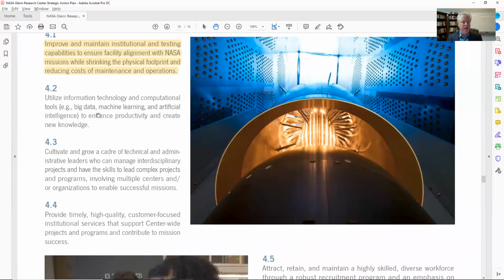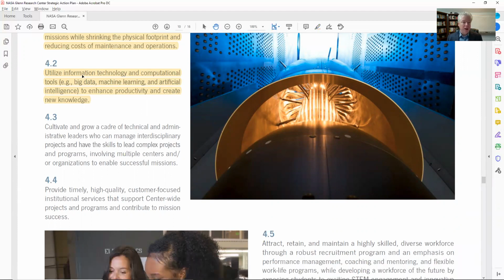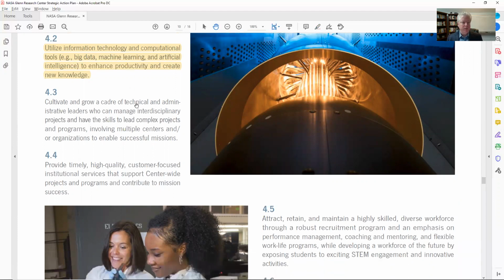Utilize information technology. This is absolutely my customer. So 4.2, not sure if I got different color choices. Nah, so just yellow for the moment. So that one's big. Utilize information technology and computational tools. Right now I've got a lot of customers focused on big data, artificial intelligence, et cetera. So that's a big one.